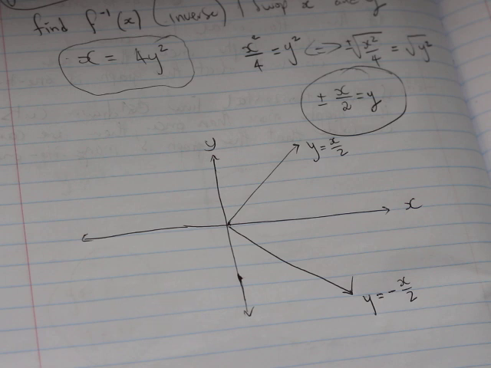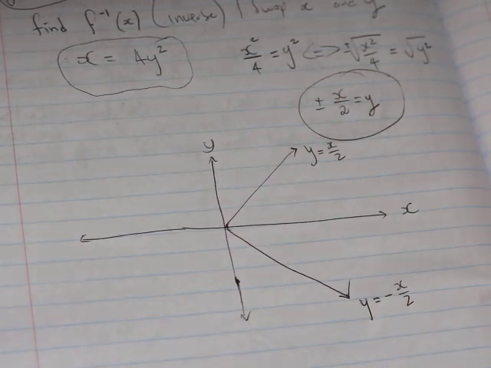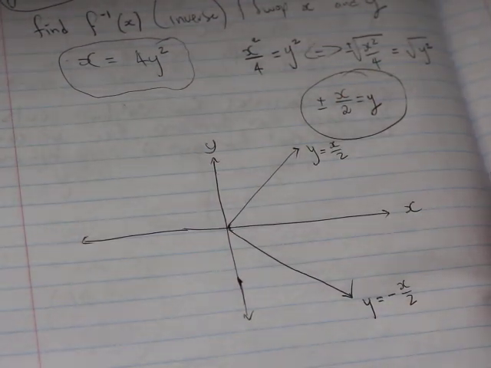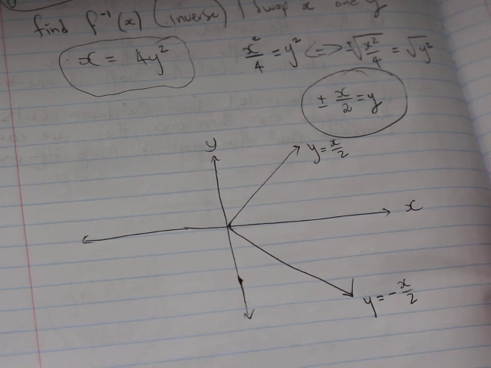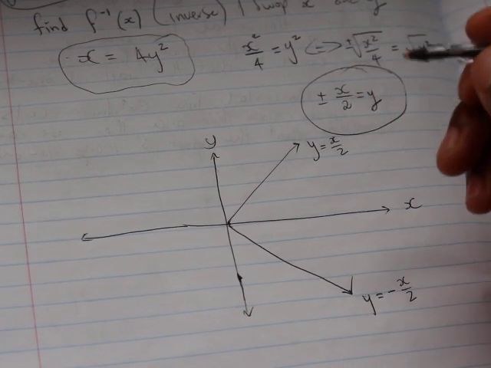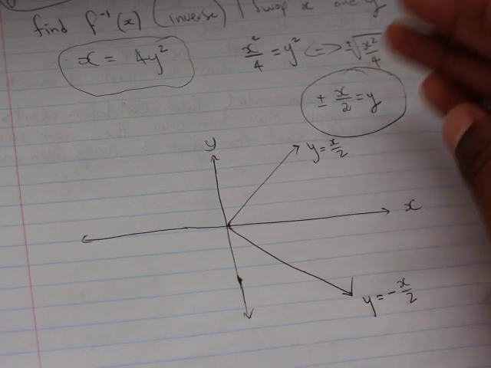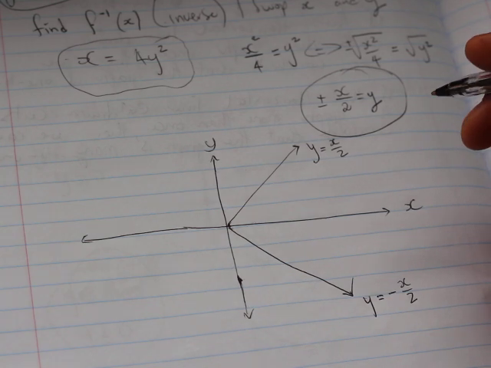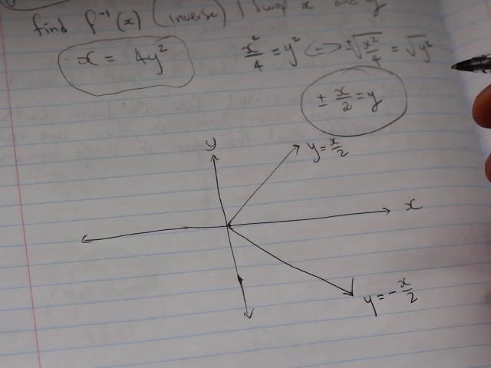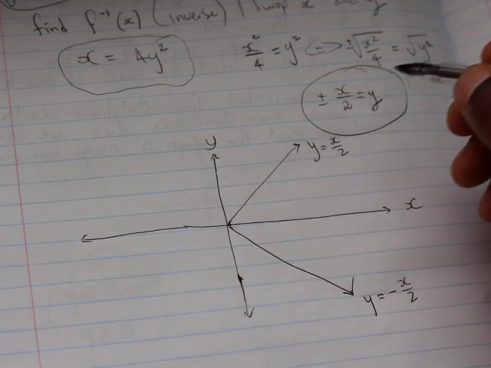So now the question is, is this inverse a function? I hope you're thinking the vertical line test. Let's do the vertical line test, because remember, the two branches actually represent one function. It's not separate, you know, it's not separate functions.